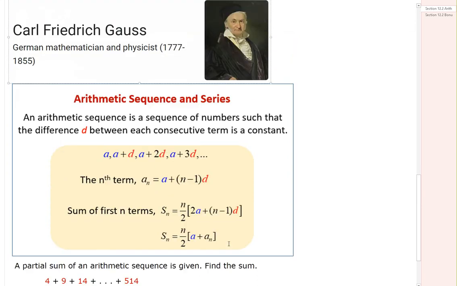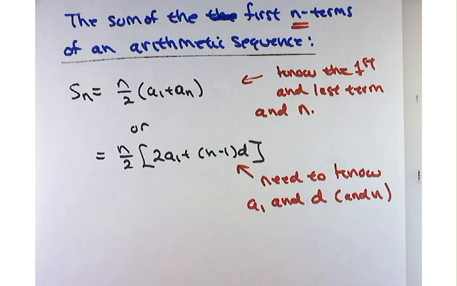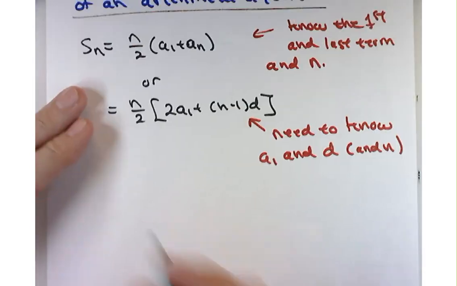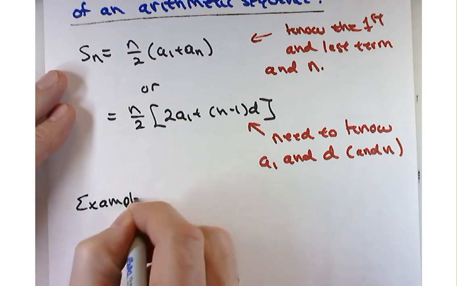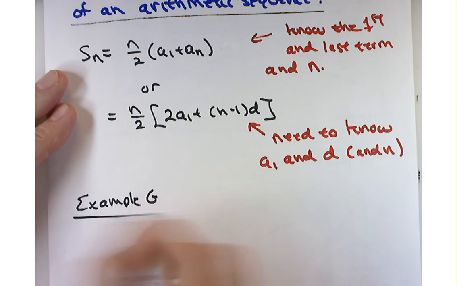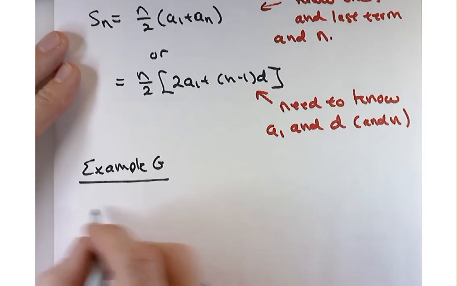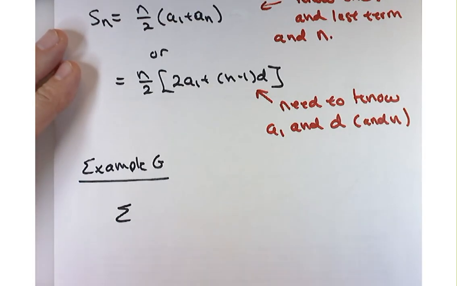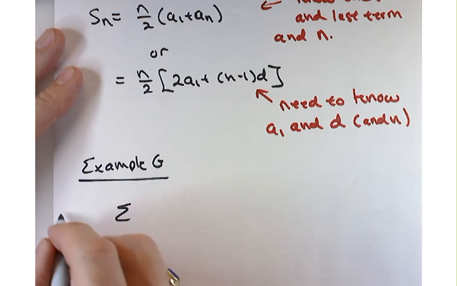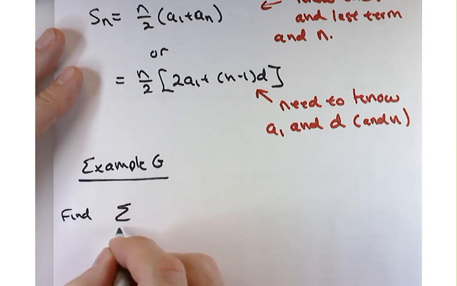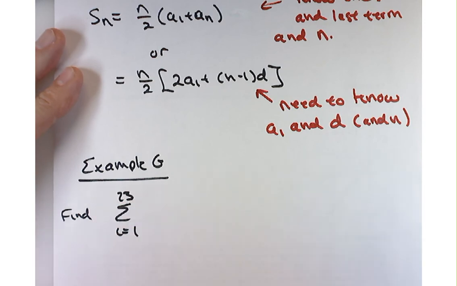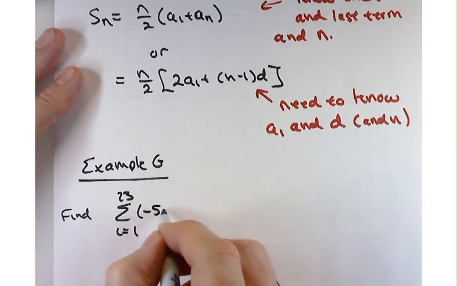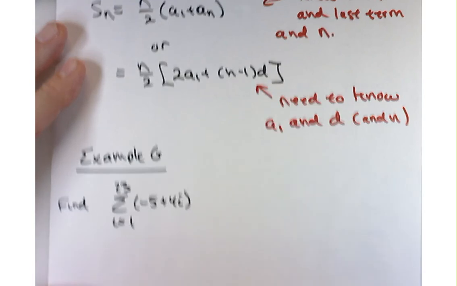All right. Let me give you an example. I'm going to kind of give you one off the top of my head here. Example G. And here we're going to review our summation notation. I want you to find this sum. I equals 1 to 23 of -5 plus 4 times I.